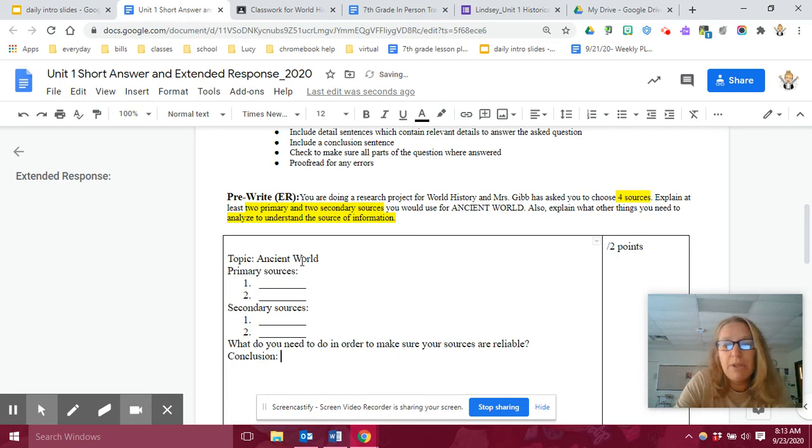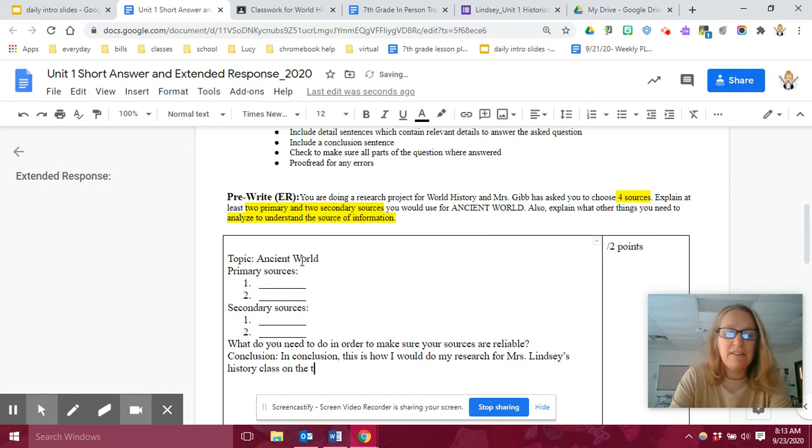All right, so in conclusion, and then you would continue there and say, this is how I would write my research project for Mrs. Lindsay's class on the topic ancient world. It'll even help you with this one. So in conclusion, this is how I would do my research for Mrs. Lindsay's history class on the topic ancient world. All right, so that is your outline.